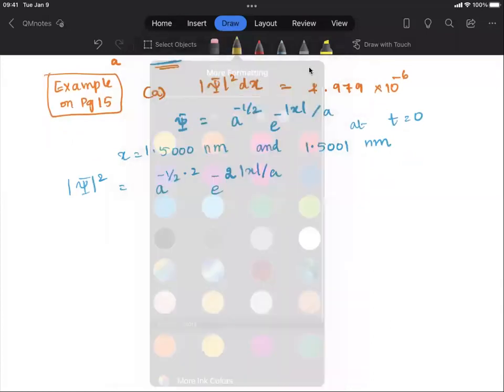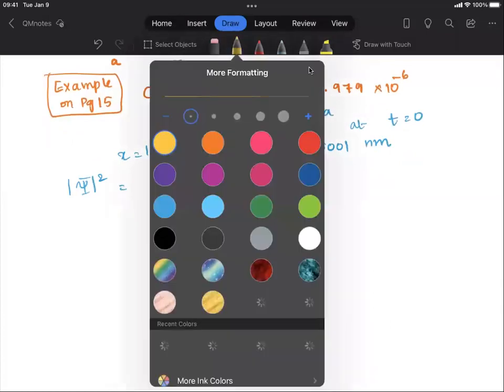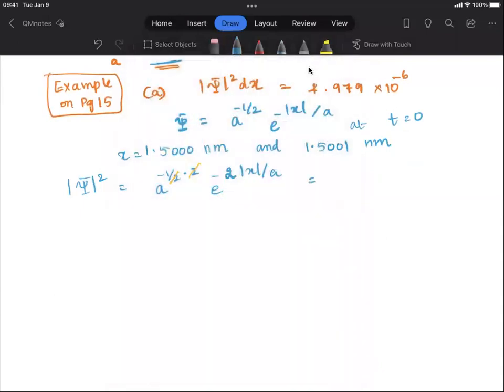Now I am going to just cancel out these 2's here. And this will give me 1 over a times e to the negative 2 x over a. And the value of a is given to be 1 nanometer.